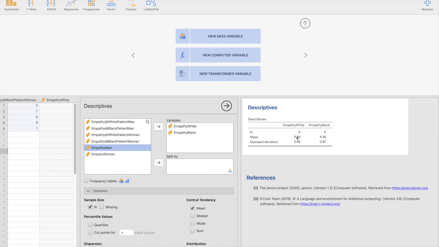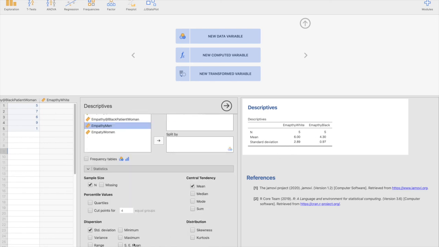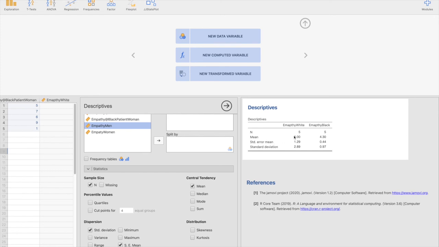And I see that empathy for the white patients is 6. Empathy for the black patients is lower. Standard deviation is quite high. Y'all might need standard error to make your graph. They both had 5 observations. But these are my descriptives for the main effect of patient race, ignoring patient gender. That's what a main effect is.